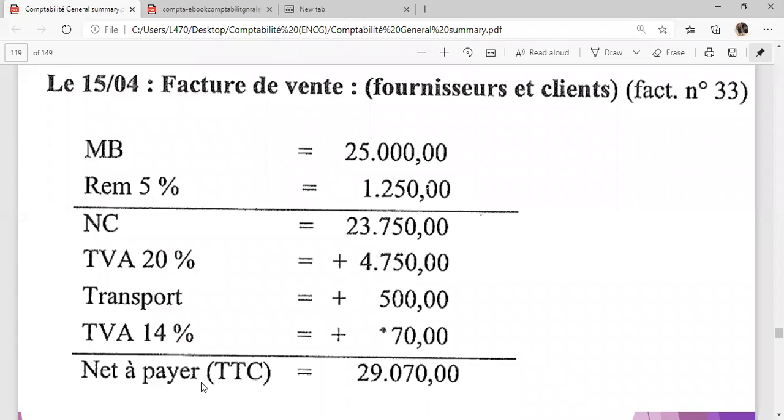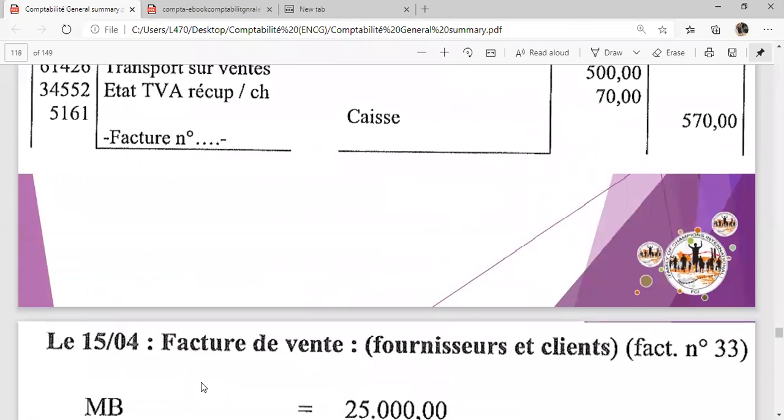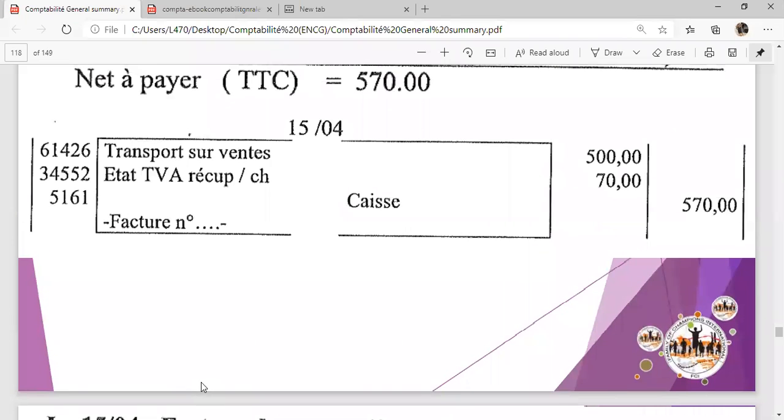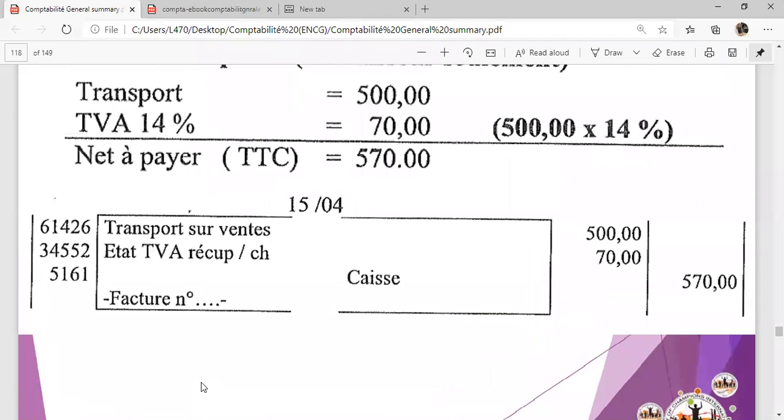So after we establish this, we always do what is called comptabilisation, which is putting the transactions into a journal. But I think this would come at a later time, because you have to understand the journals pretty well and have the accounts in your head. Because these transports suivants, état TVA récupérable, they're all found in the plan comptable. So it's just an issue of knowing which transaction is concerned and knowing how you are going to write it down, like if it's going to be debited or credited.